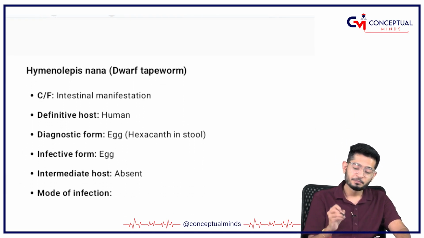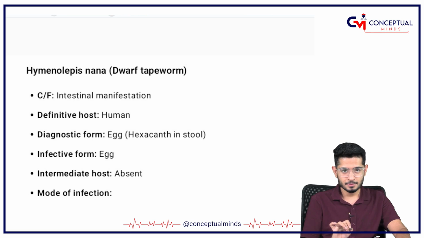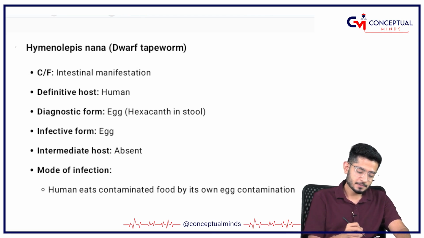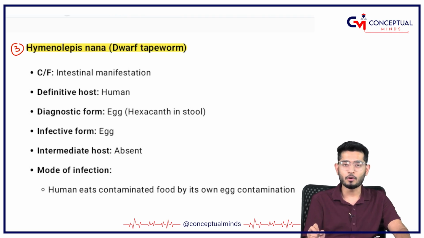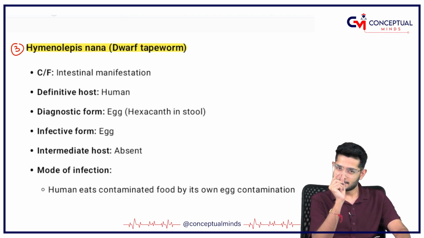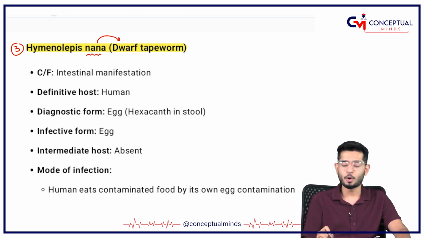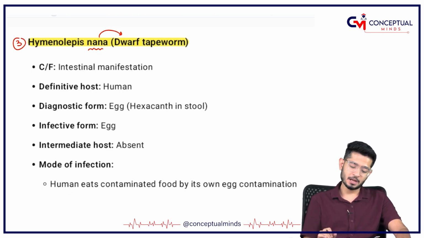So, this was the end of the first subtopic of this big class. Next we will discuss the third topic, Hymenolepis nana or the dwarf tapeworm. Nana, small word, that is why called as dwarf tapeworm. Now, how to remember?